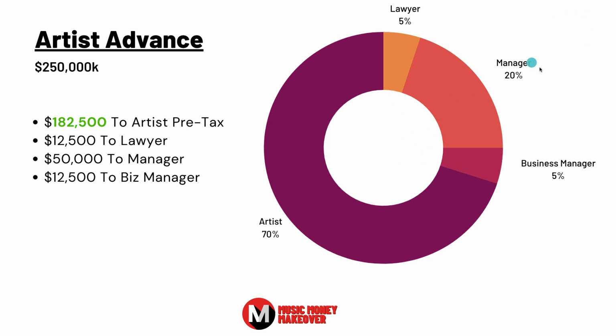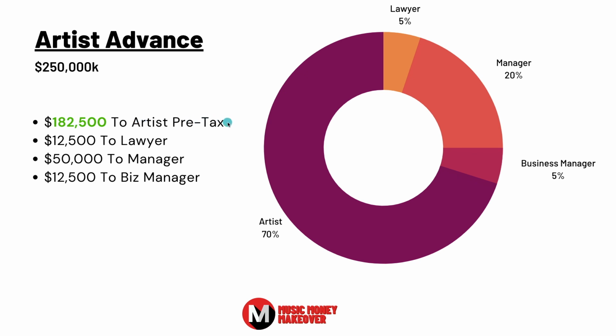Income has to leave the label, which you don't see. It shoots down to the artist. The artist shoots it out here in the form of W-9 contractors, and then this is what you're left with. $12,500 went to the lawyer, $50,000 went to the manager, $12,500 went to the business manager, and you keep $182,500.